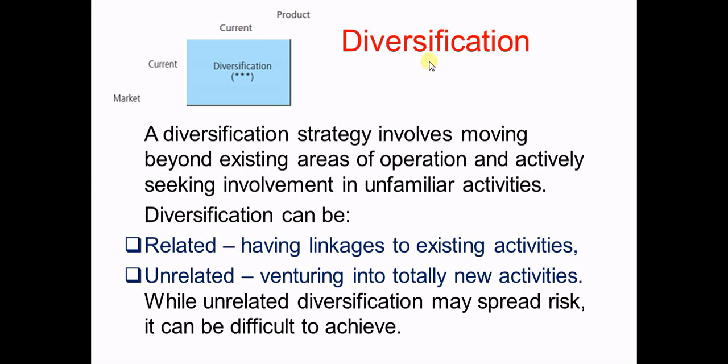The last of the four rectangles represent a strategy called diversification. This entails doing everything new. New products and new markets. And this can be done either as related diversification, where the new strategy has got linkages to existing activities, or unrelated diversification, where you venture into totally new activities.